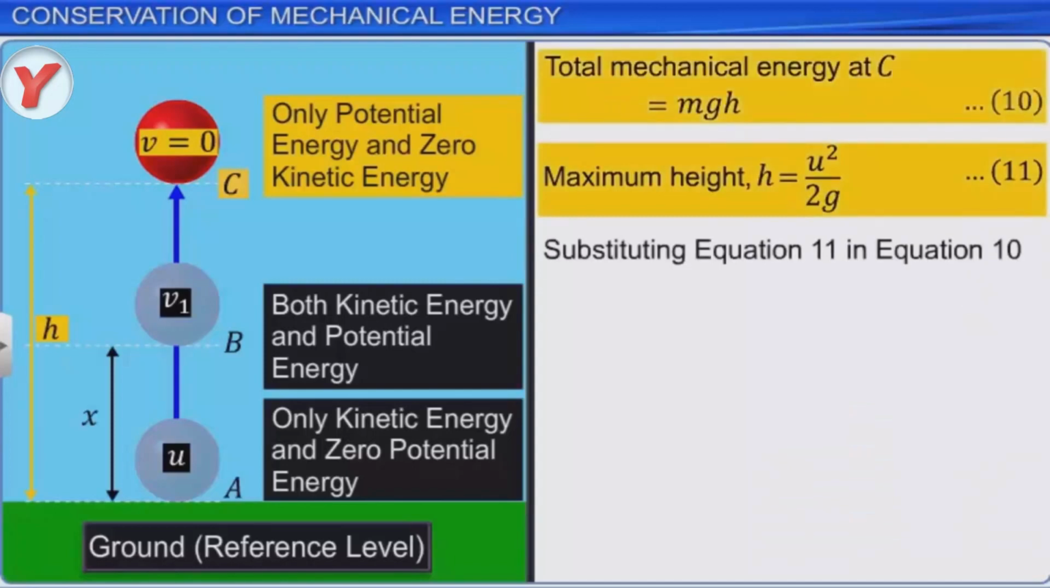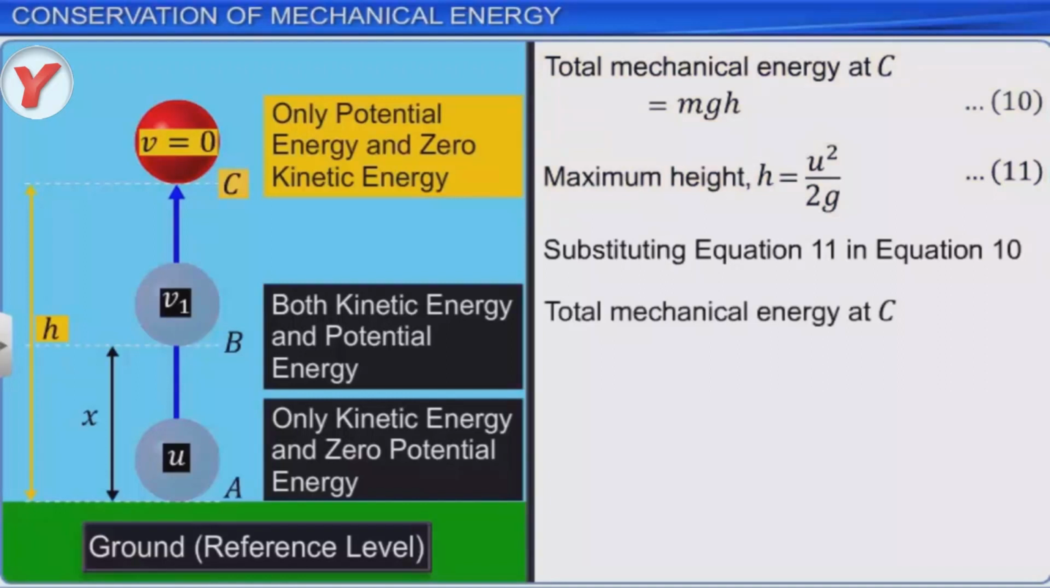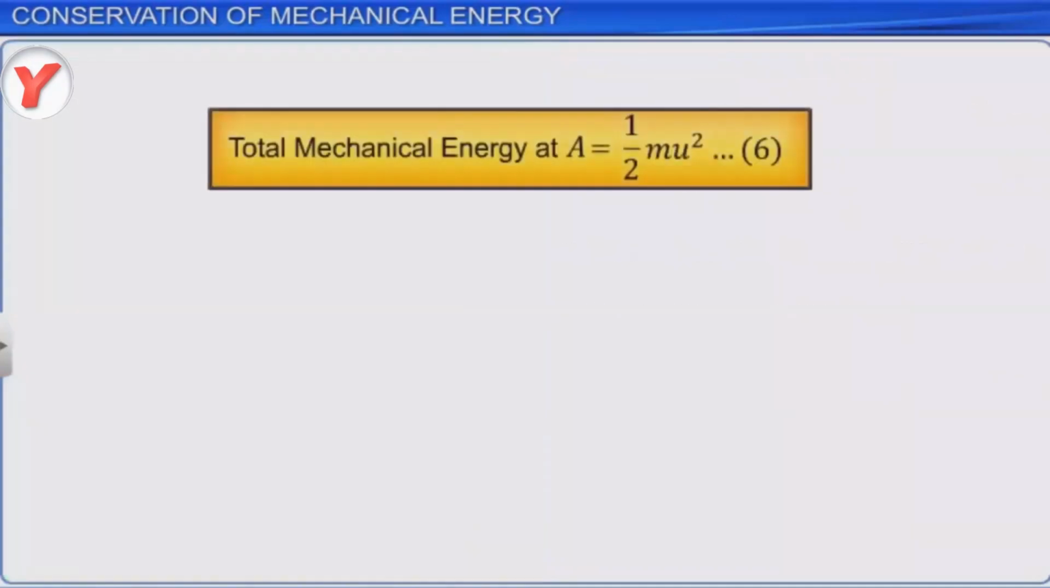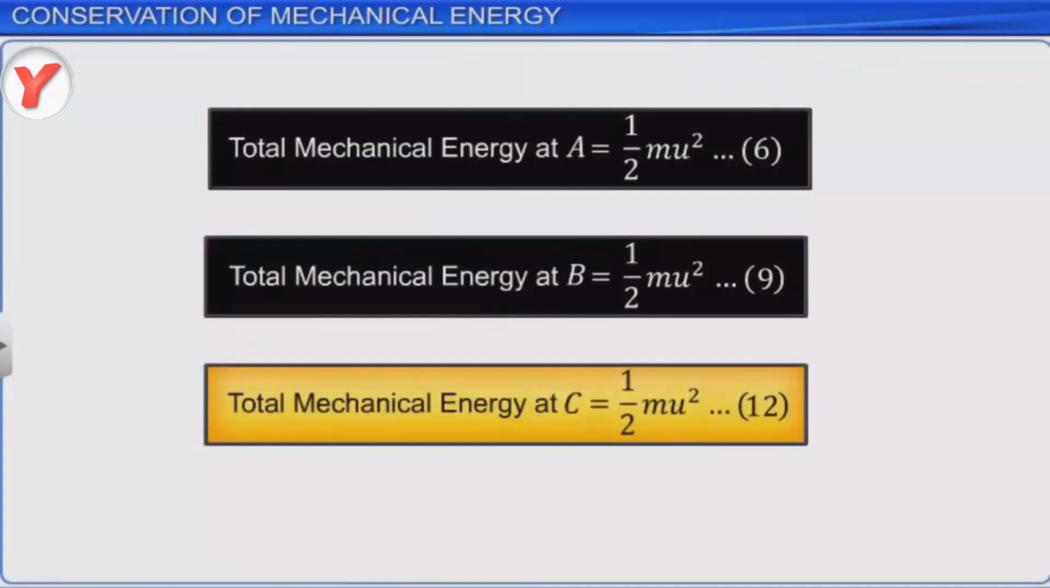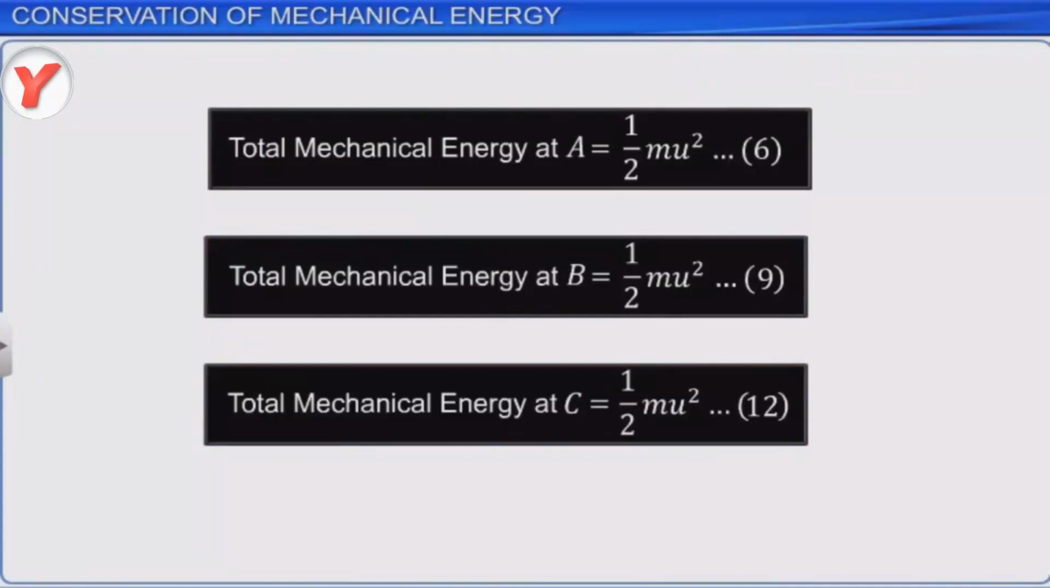Substituting equation 11 in equation 10, we get the total mechanical energy at C is equal to mg into u square by 2g. And on simplifying, we get the total mechanical energy at C is equal to half mu square. Let this be equation 12. We see from equations 6, 9 and 12 that the total mechanical energy at all points along the path of the body is the same. Hence, mechanical energy is conserved at all points along the path.